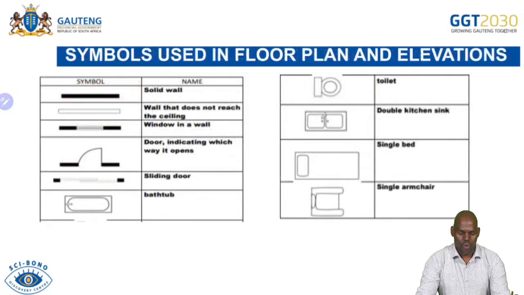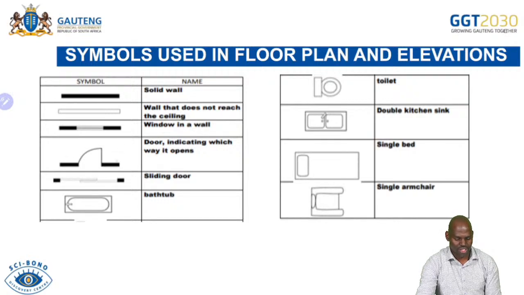Now, what are some of the common symbols that are used on a plan? Now, we've got that bar that indicates the solid wall. So on a plan, if you see a symbol like this one, it represents a solid wall. Then we've got the next symbol, okay? This unshaded one is the wall that does not reach the ceiling. And then we've got again the next symbol that indicates a window in a wall.